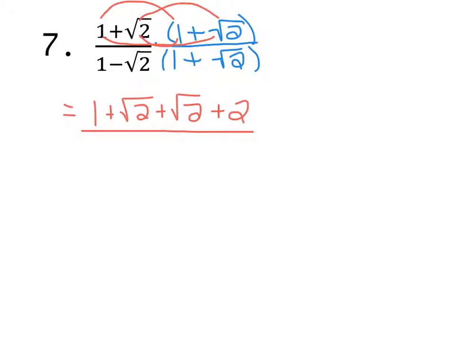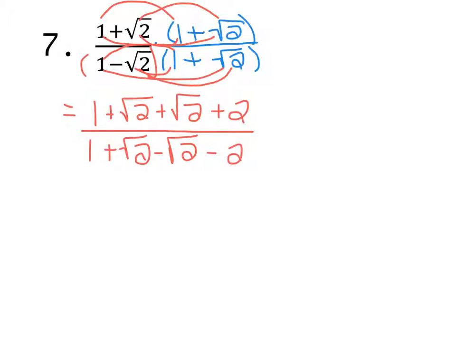Now we're going to FOIL the bottom as well. So 1 times 1 is 1. 1 times square root of 2 is square root of 2. 1 times negative square root of 2 is negative square root of 2. And negative square root of 2 times square root of 2 is negative 2.